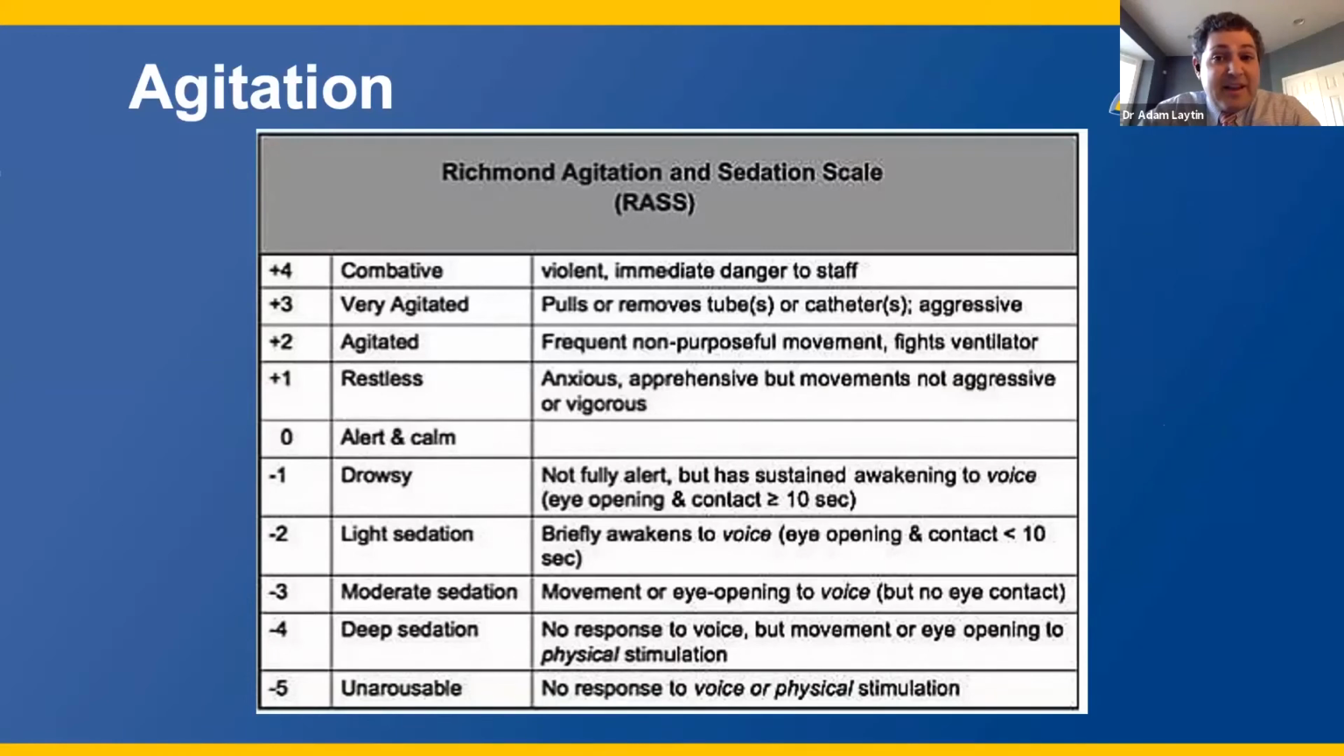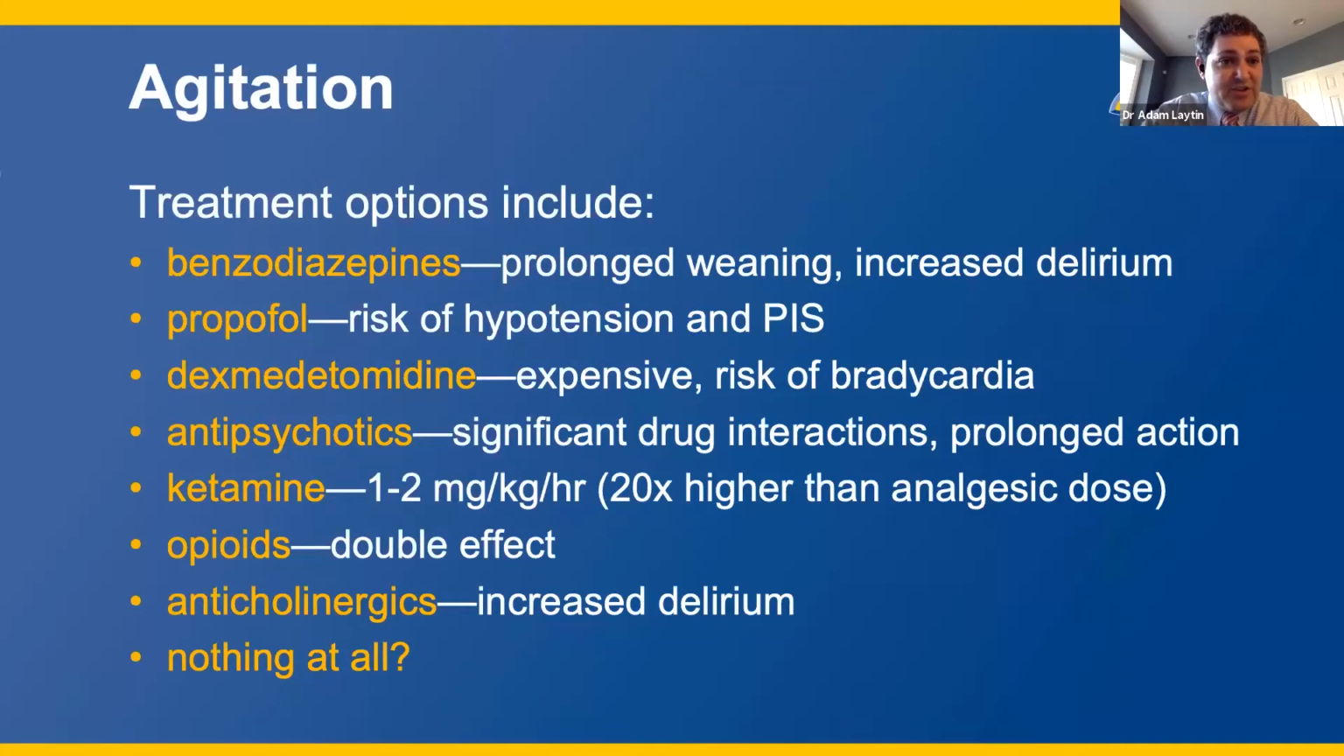Now, there are a number of different medications that can be used for treating agitation in the ICU. Probably the three most commonly that we use as continuous infusions would be benzodiazepines, propofol, and dexmedetomidine or Precedex. All of those have upsides and downsides with them. Benzodiazepines, we know, are at especially high risk of accumulating and resulting in prolonged weaning. Benzodiazepines are also associated with increased delirium compared with propofol or dexmedetomidine.